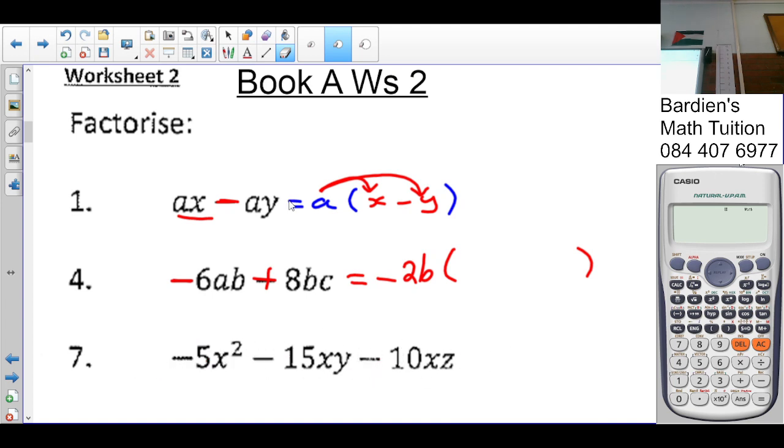Alright, sometimes you'll have a numerical coefficient as a common factor, a number common factor, and you'll have a variable common factor. From the numbers 6 and 8, what is common? 2. Of the variables a, b and b, c, what is common? B. That is why the highest common factor is negative 2b. You guys understand? Right. So put in the bracket.